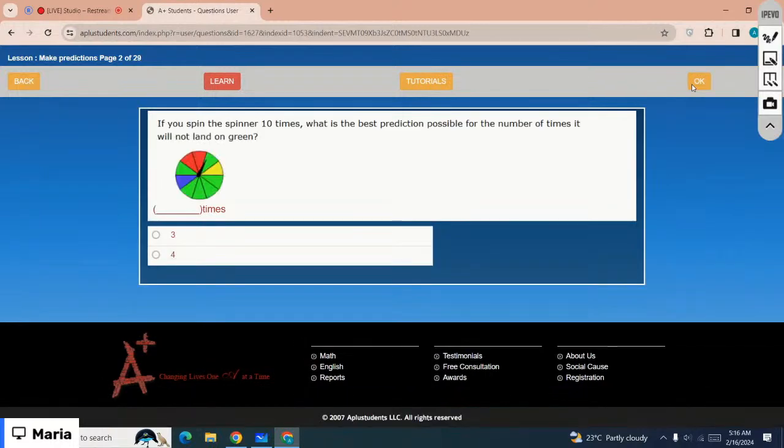Okay, you spin the spinner 10 times. What is the best prediction possible for the number of times it will not land on green? So, which is the correct option?